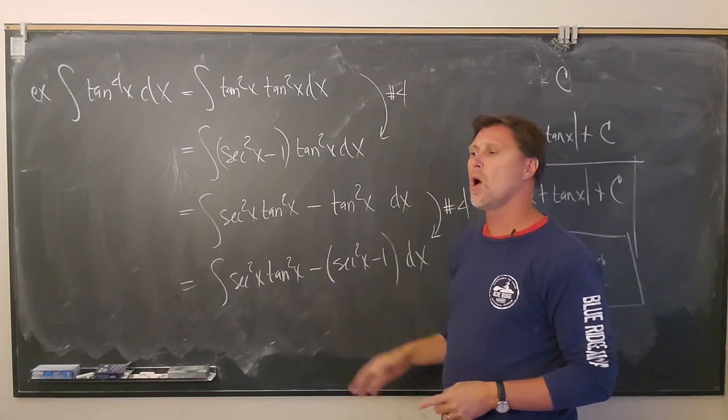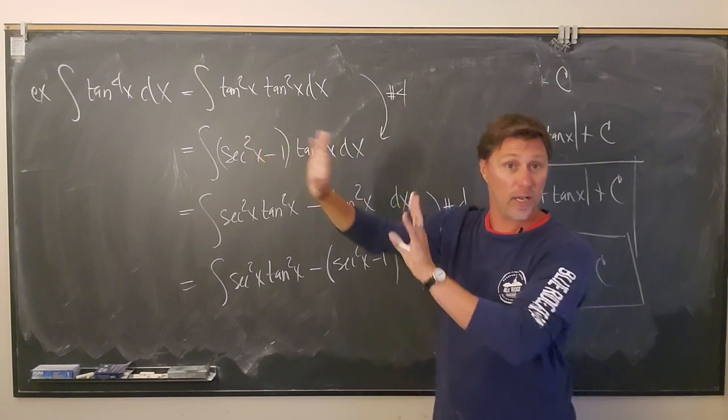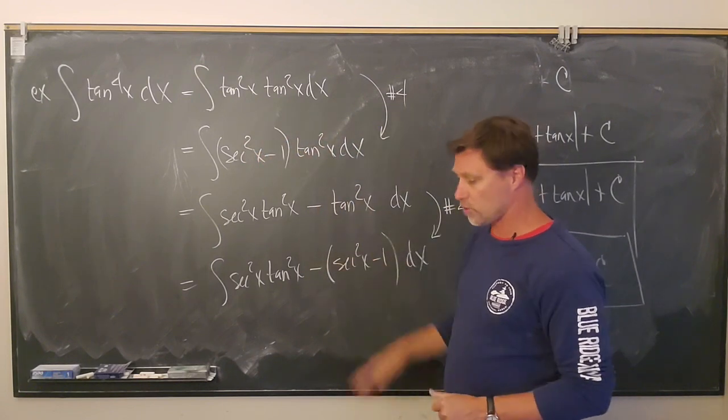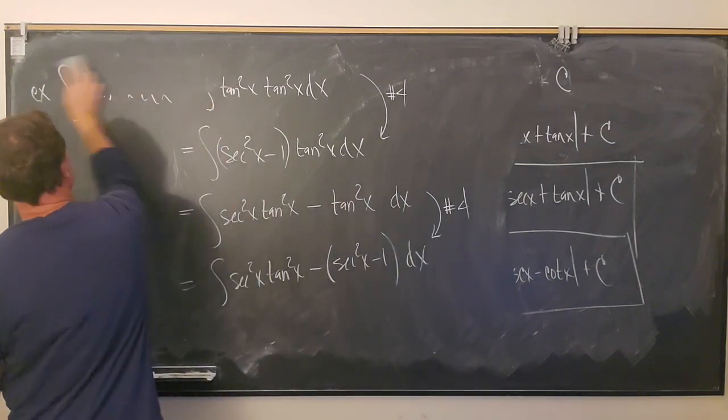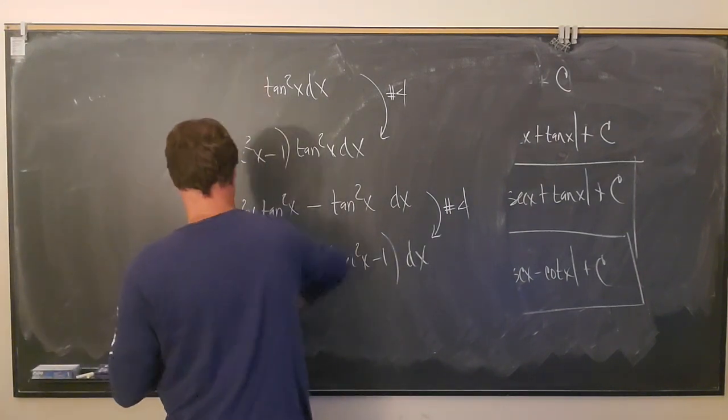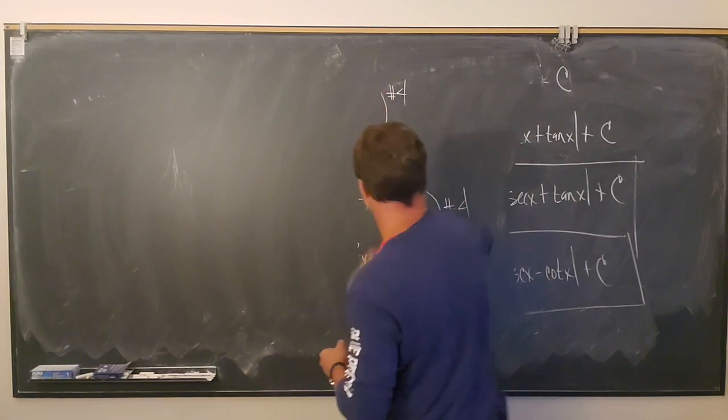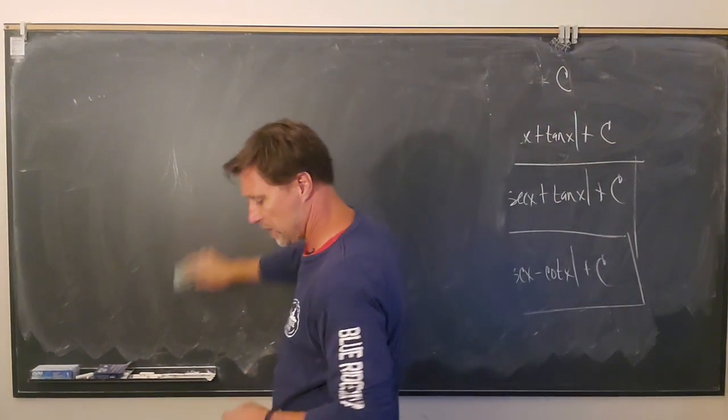And that's typical when you have just an even power of tangent and nothing else in there. Apply this trick right here. I guess I probably shouldn't even call it a trick, right? But apply the identity. Next example.